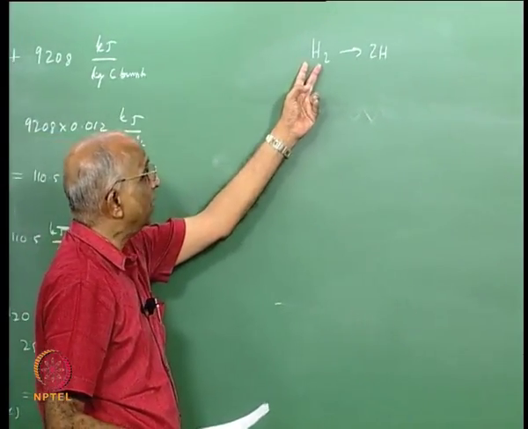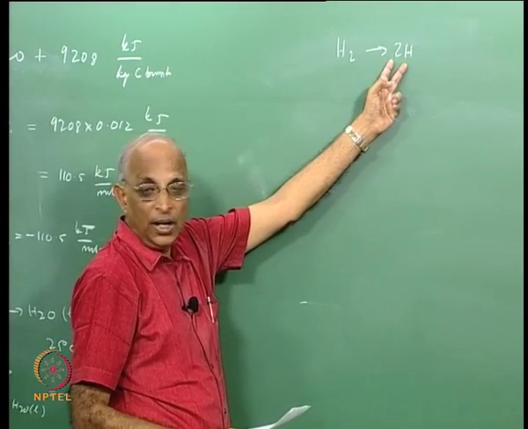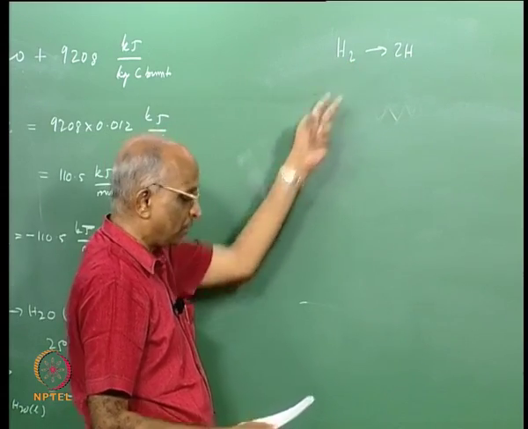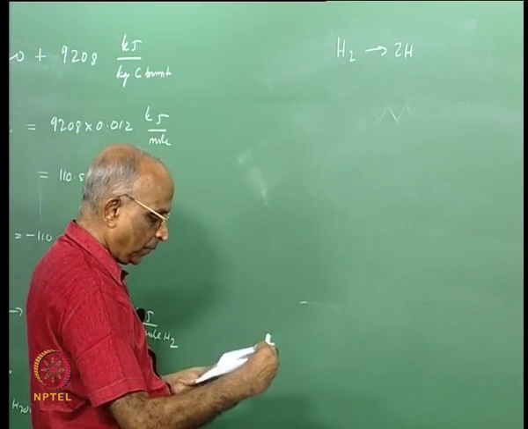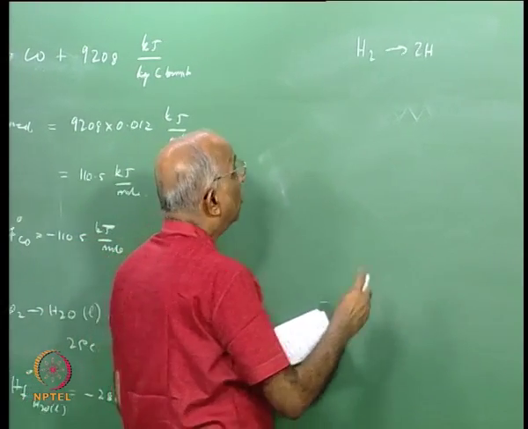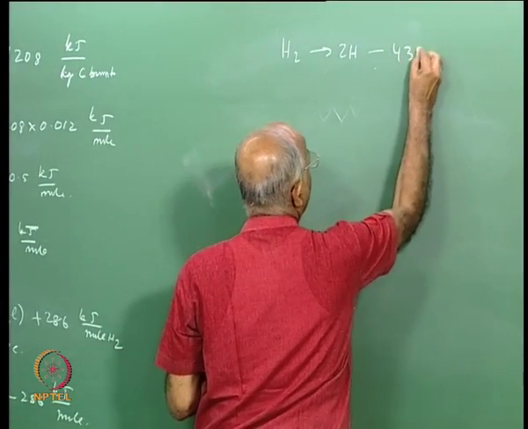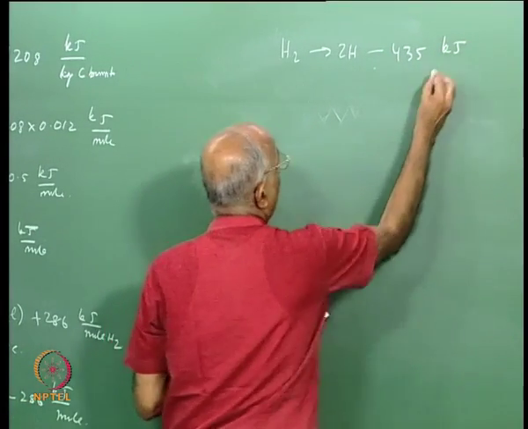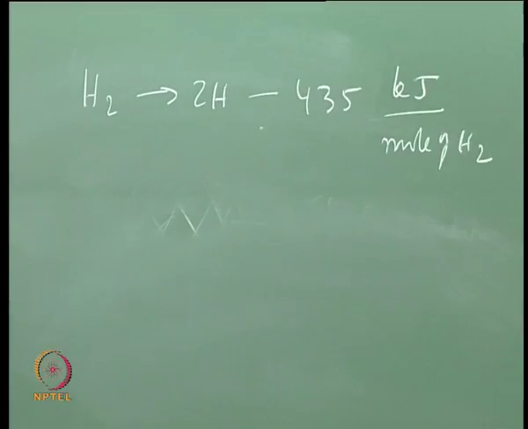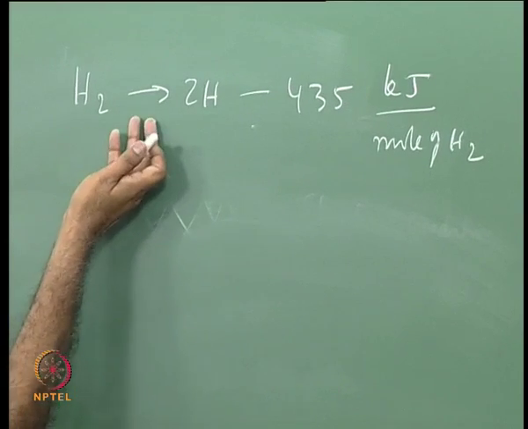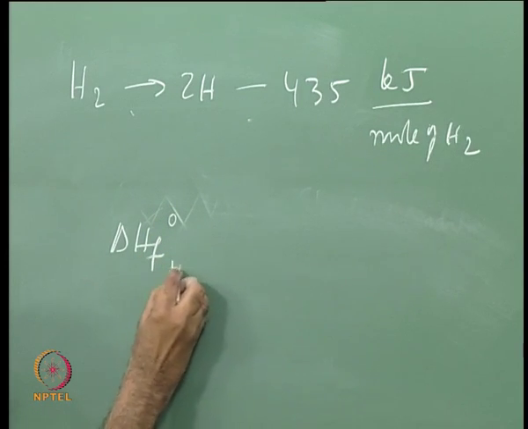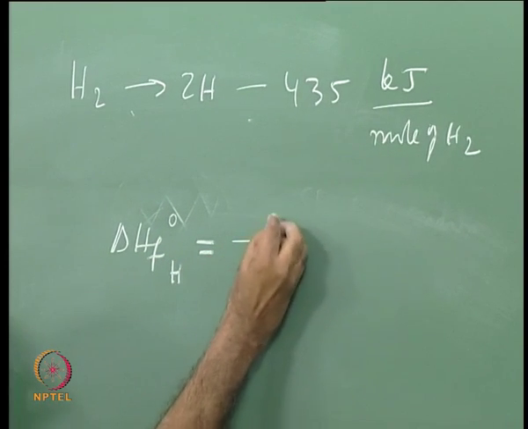We have to supply heat to be able to form hydrogen atoms, and the amount of heat required to dissociate 1 mole of hydrogen, I have the value something like, let us see, 435 kilojoules per mole of hydrogen, and therefore, that means in the reaction I have to supply heat, that means the reaction is endothermic. Therefore, heat of formation of H is equal to 435.